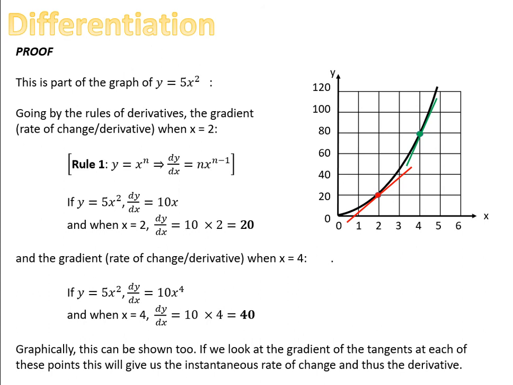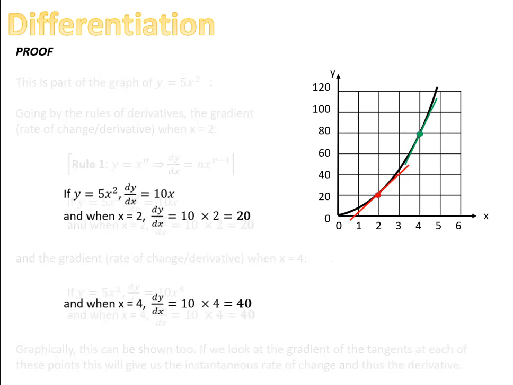And what we're basically going to prove is that by finding the gradient of these two lines, we'll find that the rate of change is exactly the same. Okay, so it gives us two options, but generally we're just going to stick with the algebraic one because we don't want to faff around drawing lines.